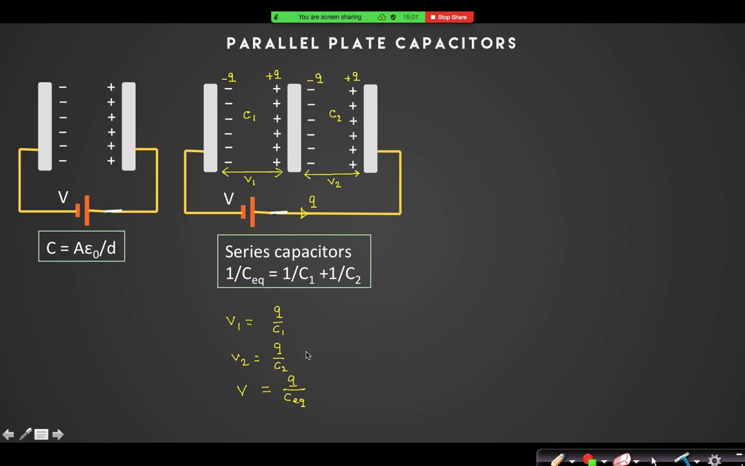Now what is the charge the battery will send? The battery is not actually sending any charge. I am talking about the positive plate of the battery, that is sending Q charge. Also you are sending Q charge to the negative plate of the battery. Okay. The positive plate sends Q charge to this plate and this plate again sends Q charge to the negative plate of the battery.